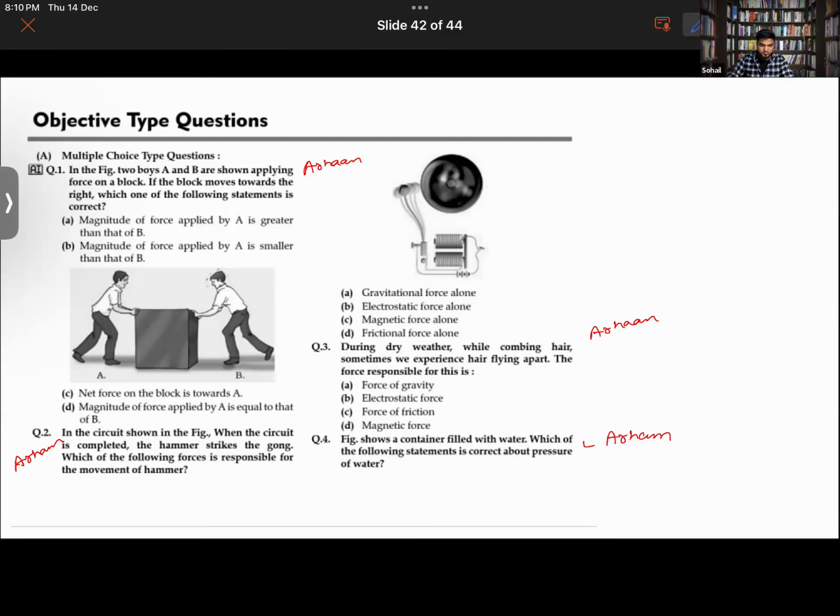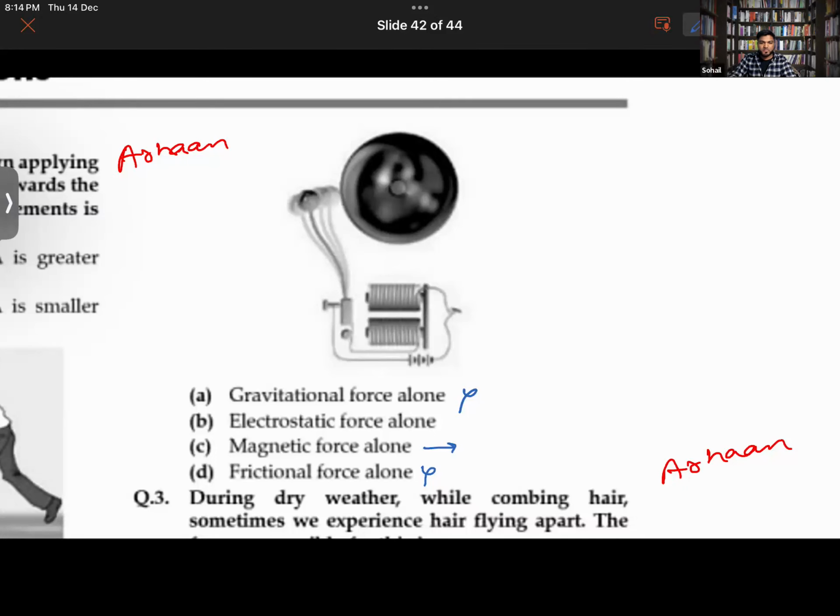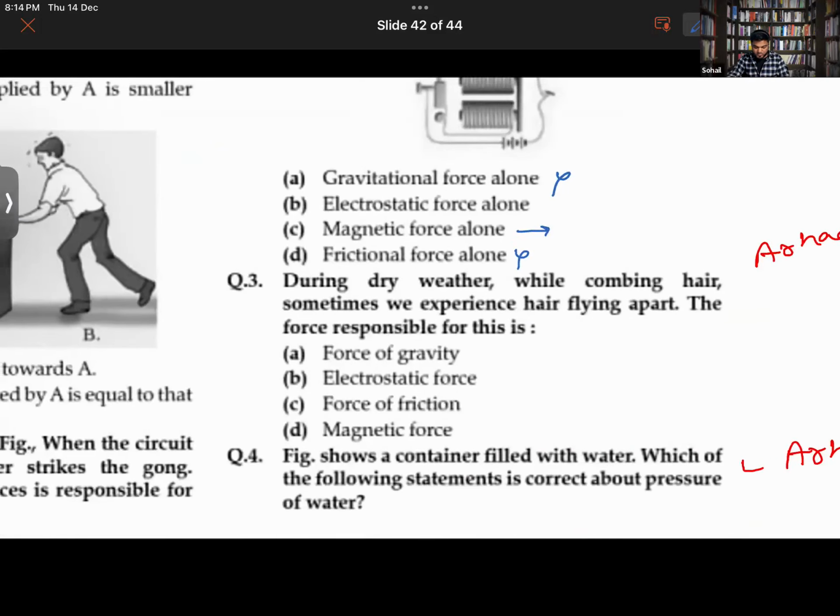Right? Yes, sir. Look here. Magnetic force, how will it be responsible? Will the magnetic force be responsible for the working of this? No, sir. So the only option you have got is the electrostatic force here. Yes, sir. So electrostatic force will come into play here. Getting it now? Yes, sir.